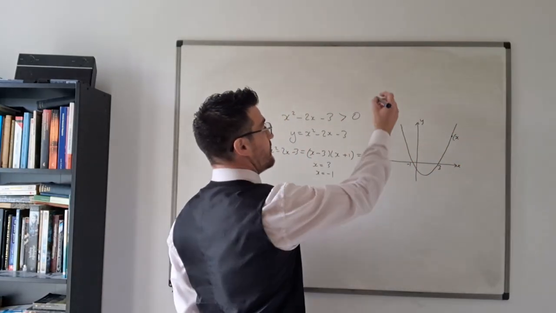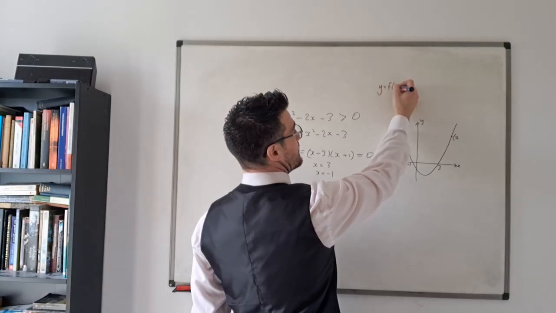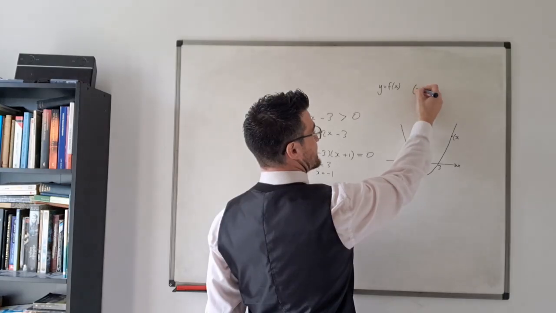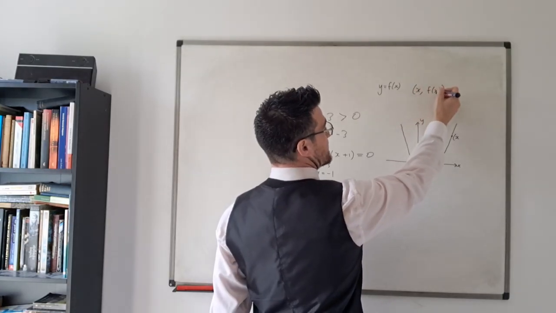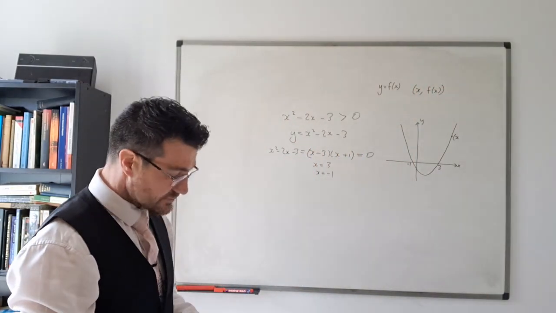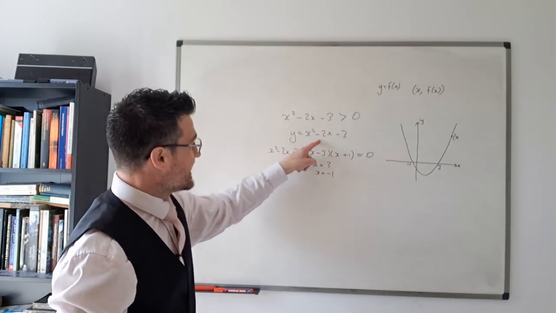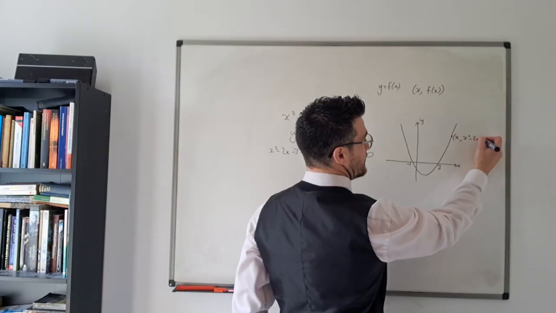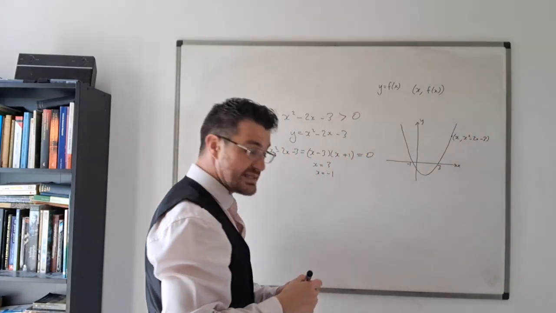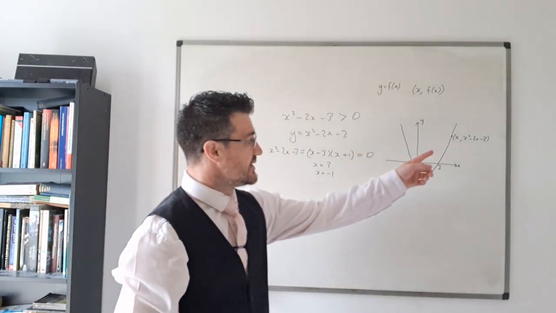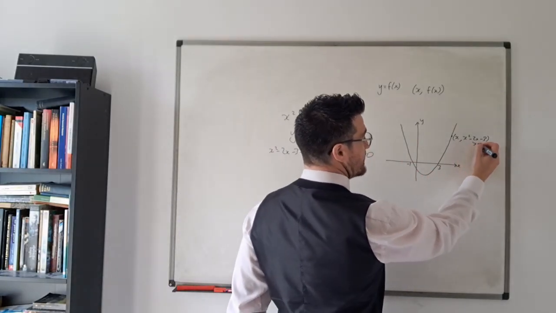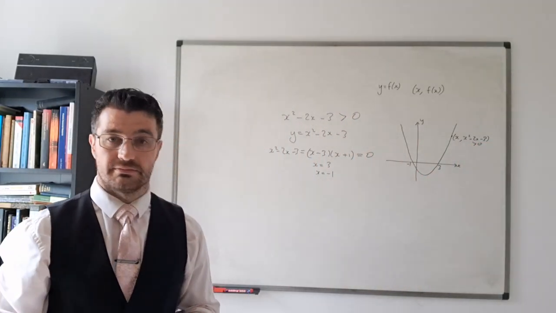Well, generally, if we've got y equals f of x, we write the coordinates of a point on the graph of y equals f of x as (x, f of x), right? So what is f of x here? It's x squared minus 2x minus 3. Now this point is above the x-axis. So what can we say about its y-coordinate? Its y-coordinate must be greater than 0.